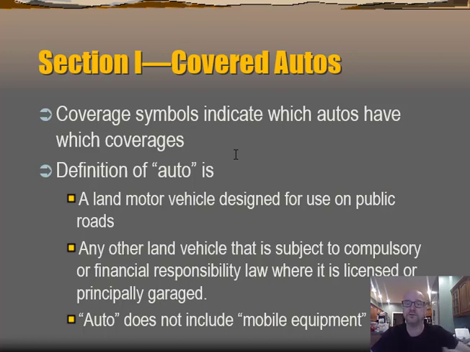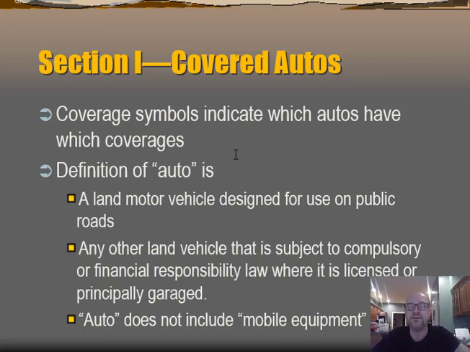So what is an auto? Well, it's a land motor vehicle designed for use on public roads. That's usually the key part of an auto, is designed for use on public roads. Also, if there happens to be something that doesn't fit that definition, that does have a compulsory auto insurance law that applies to it. So in 49 of our 50 states, we have state laws that say you must have auto insurance. New Hampshire is the exception, right? So you have to have auto insurance. And if you have a vehicle that doesn't fit the definition of a traditional automobile, but does have to have compulsory insurance, all right, then we'll count that one and we'll cover it.